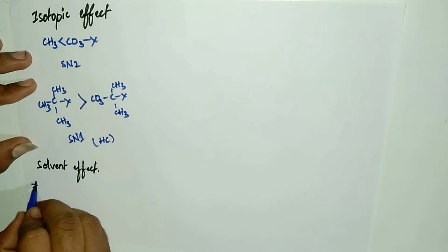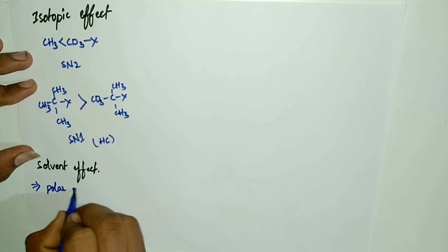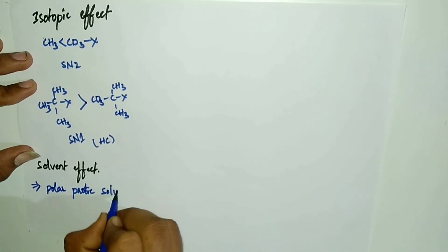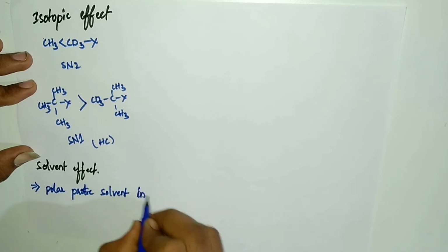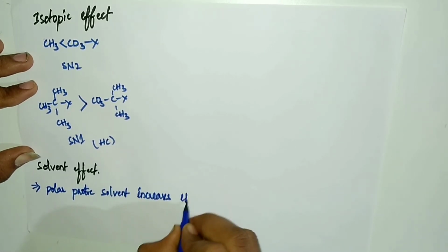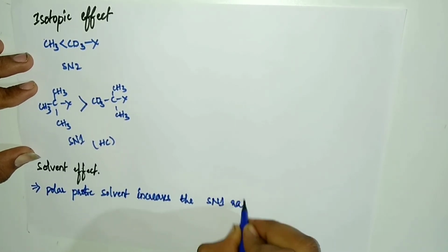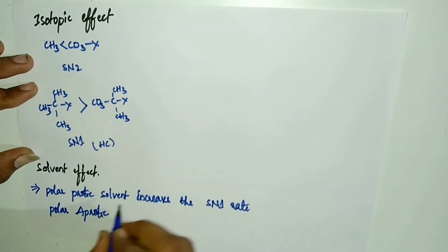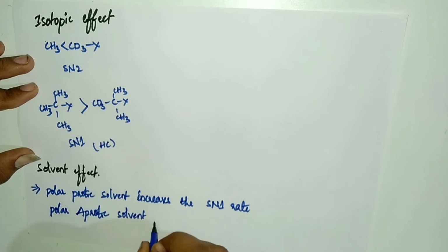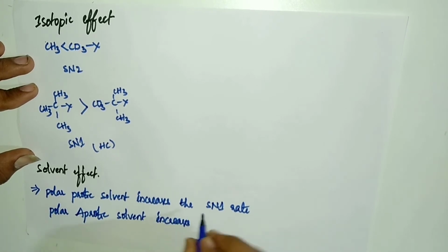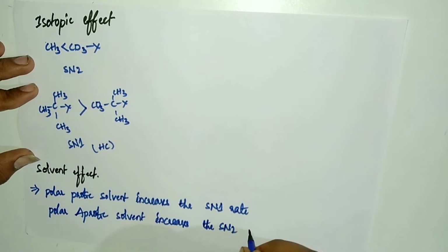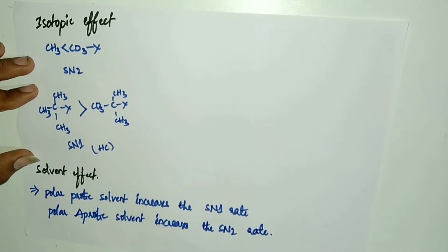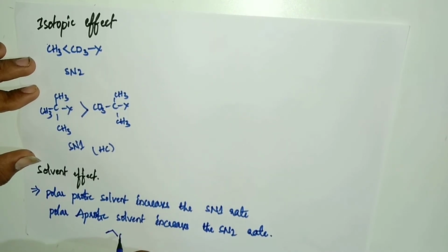Solvent effect. A polar protic solvent increases the SN1 rate. If it is a polar protic solvent, the SN1 rate of reaction increases, but a polar aprotic solvent increases the SN2 reaction rate. If it is polar protic, SN1 increases. If it is polar aprotic, SN2 increases. Both are different.